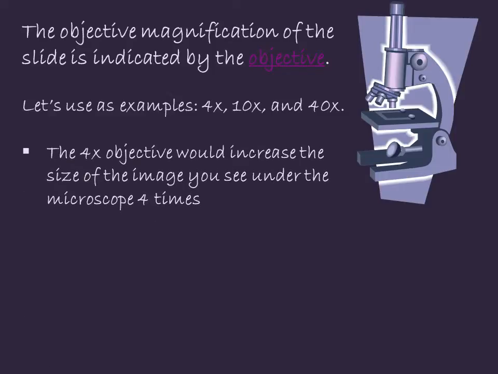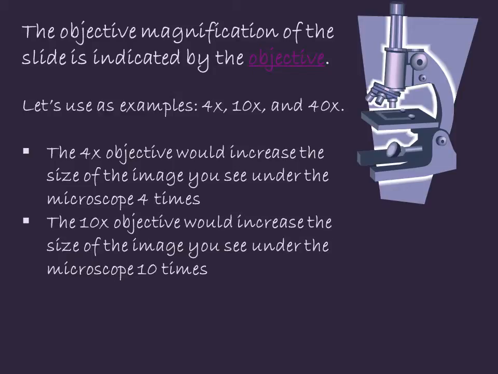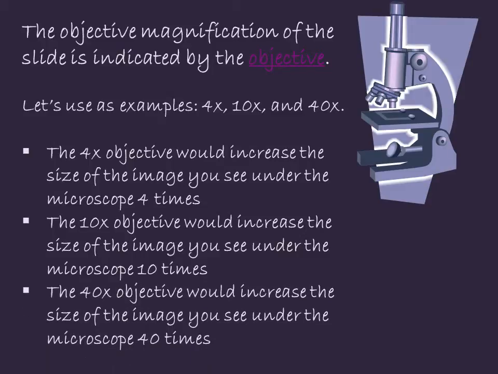So the 4x objective would increase the size of that image that you see under the microscope 4 times. So say an object is 1 millimeter wide, it will appear 4 millimeters wide to you on the microscope. And the 10 times objective increases that size 10 times. And the same thing for the 40 times objective, it increases that image 40 times.